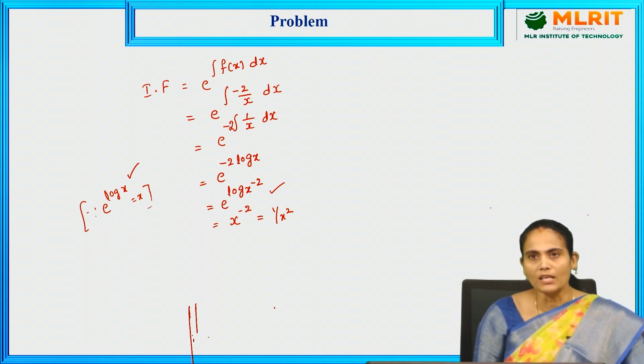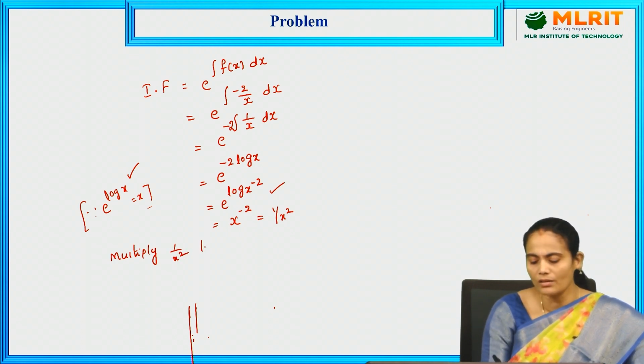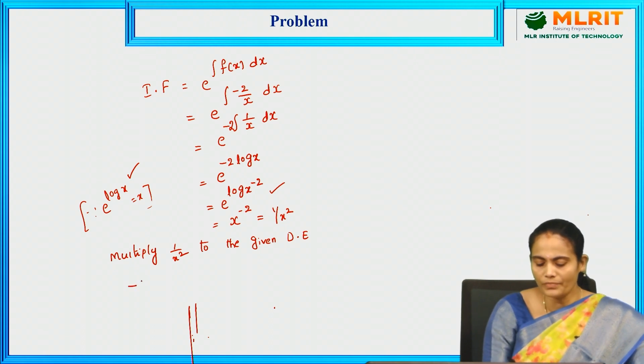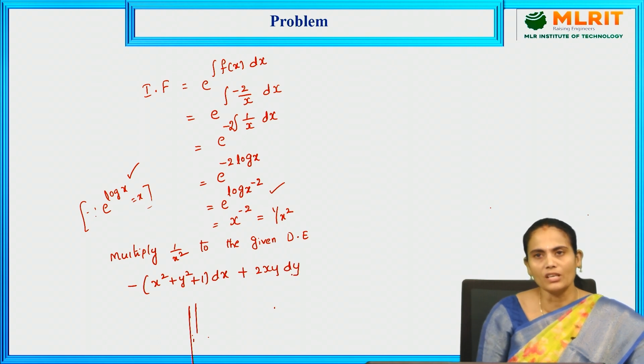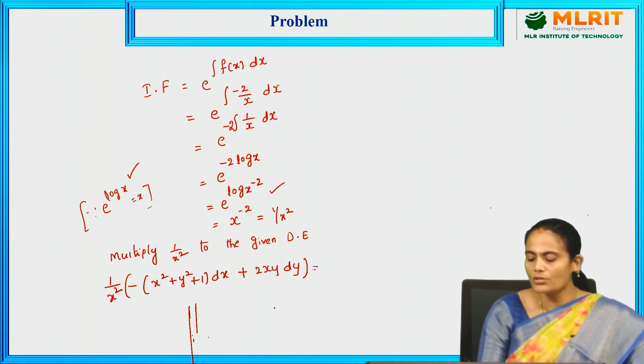Now you have to multiply this integrating factor, that is 1 by x square, to the given differential equation. So what is the given differential equation we have? Minus of (x square plus y square plus 1) dx, plus 2xy dy. So this is the given differential equation. For this differential equation, you have to multiply with the integrating factor, that is 1 by x square, equal to 0.